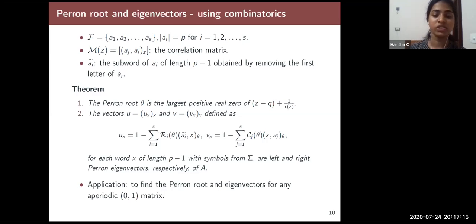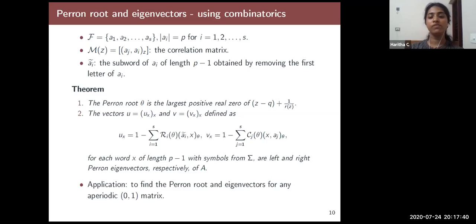And it has an application to finding the Perron root and eigenvectors for any aperiodic 0-1 matrix, because any aperiodic 0-1 matrix will correspond to a directed graph that will then correspond to a subshift of finite type. And now we have the Perron root as well as the Perron eigenvectors, but the only thing that is missing is we wanted the Perron eigenvector to be normalized.